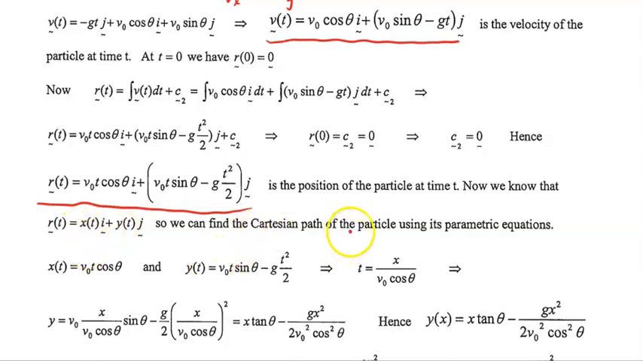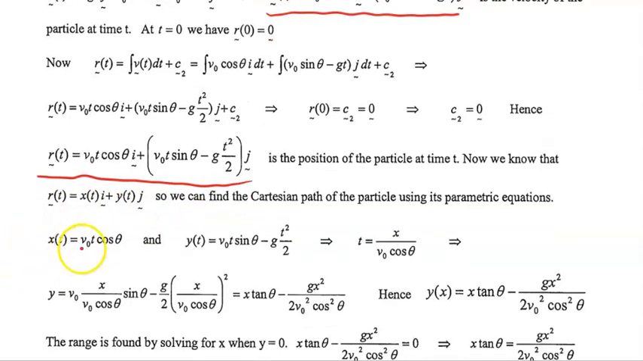So we can find the Cartesian path of the projectile using its parametric equations. The parametric equations are the equations that we've parameterized in terms of the parameter t. These are the parametric equations, x of t and y of t. So x of t is v0 times t times cos theta, and y of t is v0 times t times sine theta minus g times t squared on 2.